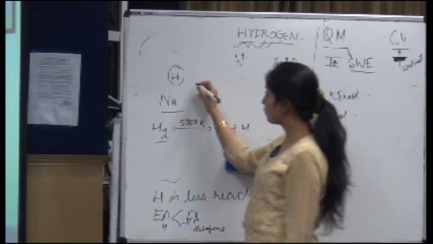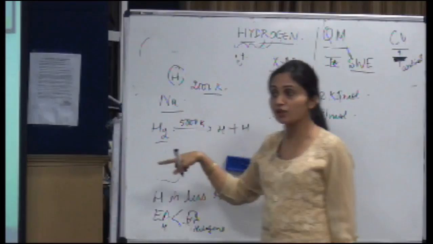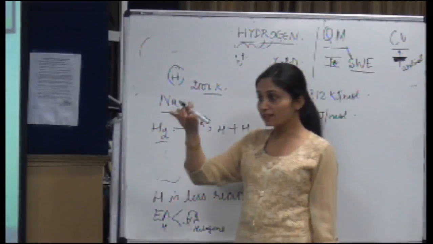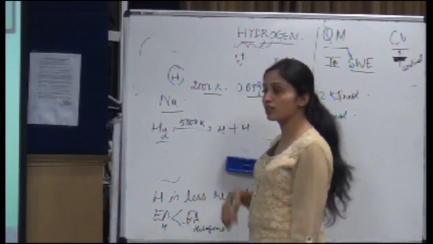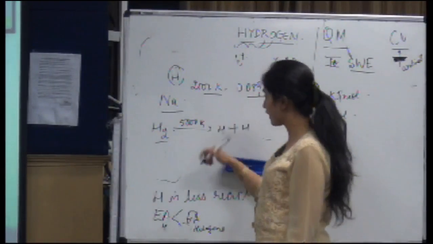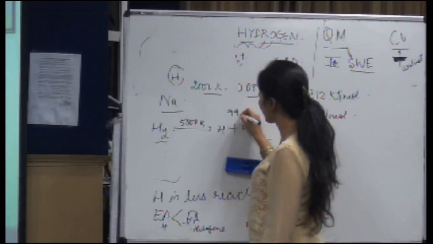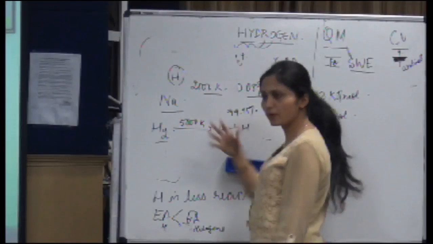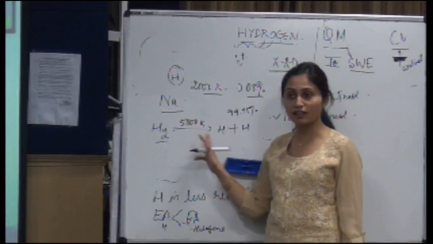And let me tell you, at 2000 Kelvin it has been tried by scientists. When it is heated to 2000 Kelvin, at that time only 0.08% are the chances of hydrogen atom getting formed. But at 5000 Kelvin, you have chances of about 99.95%, approximately 99% and more. You have full chances of getting hydrogen atoms.